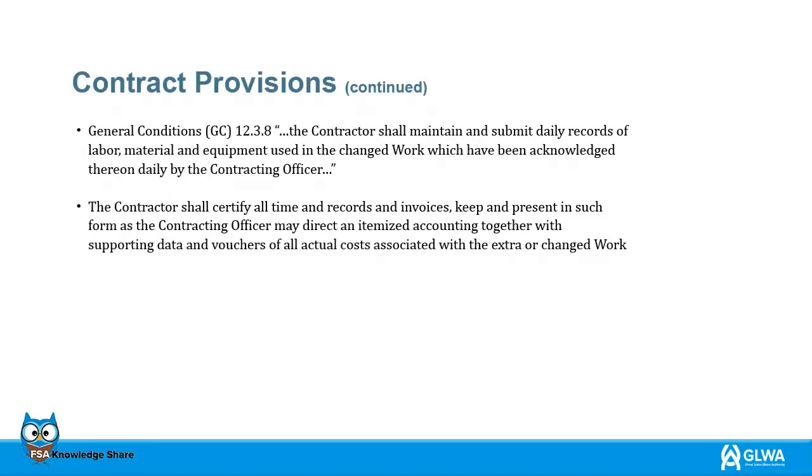General Conditions 12.3.8. The contractor shall maintain and submit daily records of labor, material and equipment used in the changed work, which have been acknowledged thereon daily by the contracting officer. The contractor shall certify all time and records and invoices, keep and present in such form as the contracting officer may direct itemized accounting, together with supporting data and vouchers of all actual costs associated with the extra or changed work.